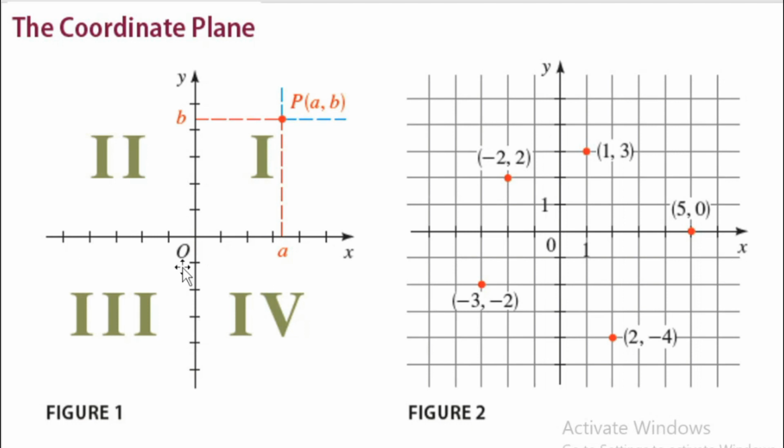into four quadrants. So we have the first quadrant whose coordinates are positive and positive. On the second quadrant, we have negative and positive. On the third quadrant, we have negative, negative, and the fourth quadrant is positive and negative, as it is illustrated in this example in figure 2.